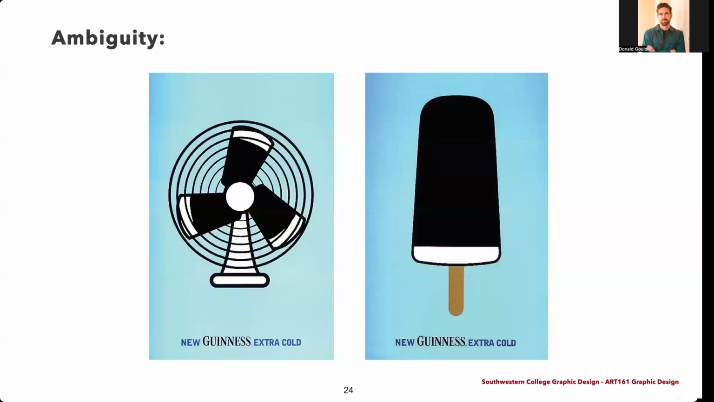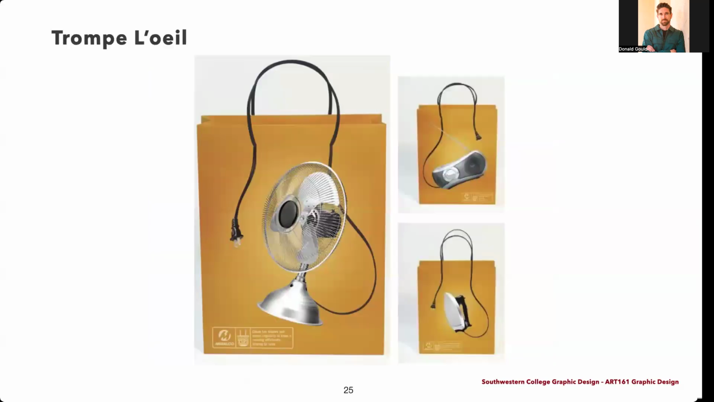Ambiguity is when something becomes two things at once. So here we see a campaign by Guinness where they've created this simple icon and put it into different situations. The advertisement is referring to it being extra cold. So they're combining this with subjects that are related to being cold, whether it's a fan or ice cream. Trompe-l'oeil comes from fine art, and this is where you make something look real. So here we have an example of this shopping bag, and it's actually using the string of the bag and incorporating that into the illustration, and it sort of tricks the eye into thinking that it's real.